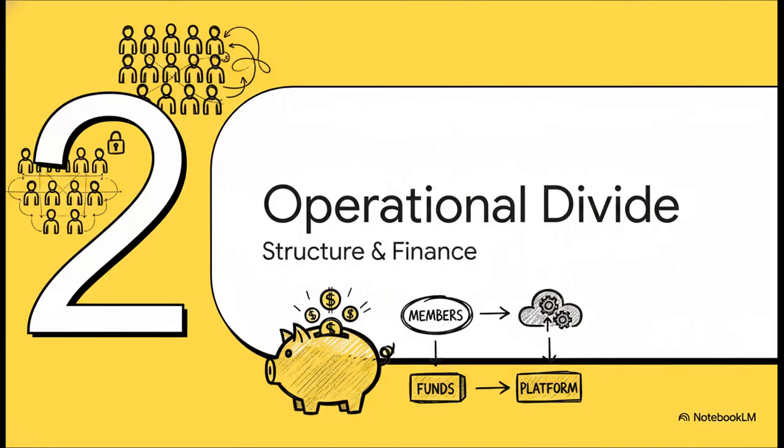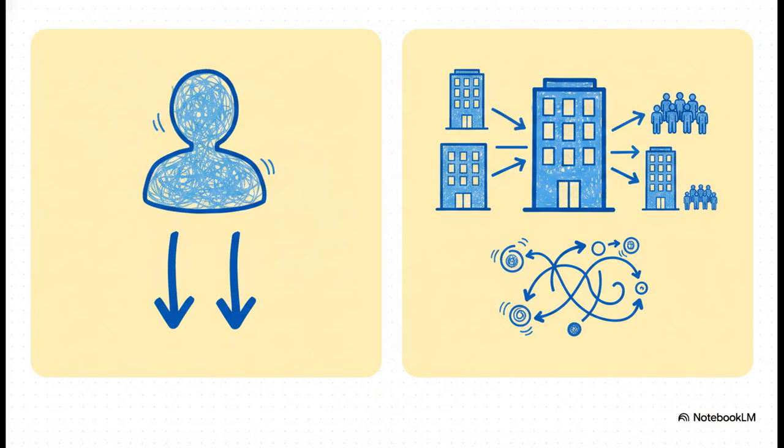Moving on to Section 2, the operational divide. Here, we'll unpack membership structures and financial strategy. The absolute biggest difference between these two platforms hinges on a deceptively simple question. Who are your members and how do you manage their money? If you're a professional association tracking individuals, think doctors, lawyers, or certified planners, MemberClicks is tailor-made for that structure.